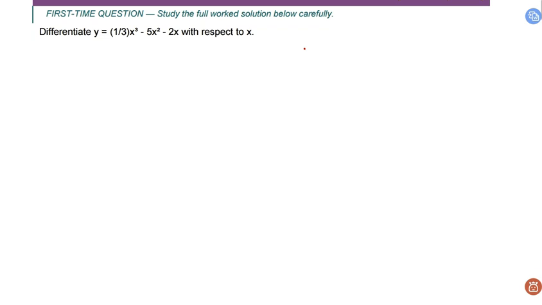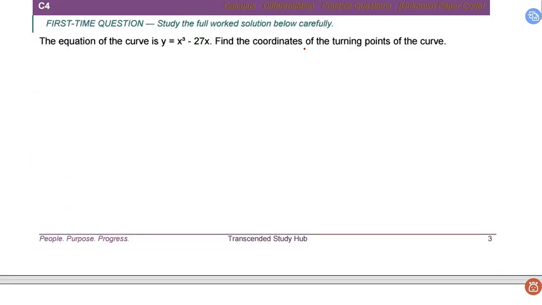We move on to the next question. So we have this interesting question which is saying the equation of the curve is y equal to x to the power 3 minus 27x. This question is very interesting because it's very important that you pay attention to it. Now they have said find the coordinates of the turning point of the curve.